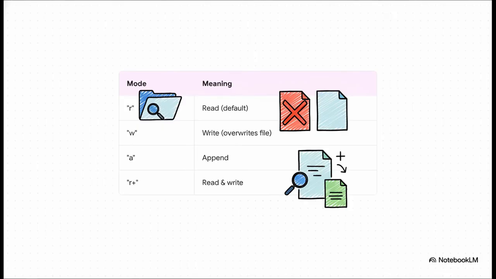Now you really got to pay attention here because one single letter can literally make or break your entire program. R is for read. That's simple enough. But if you use W for write, you will completely erase everything that was already in the file. Poof, gone. If you just want to add to the end of a file, you have to use A for append. Getting this right is absolutely critical.